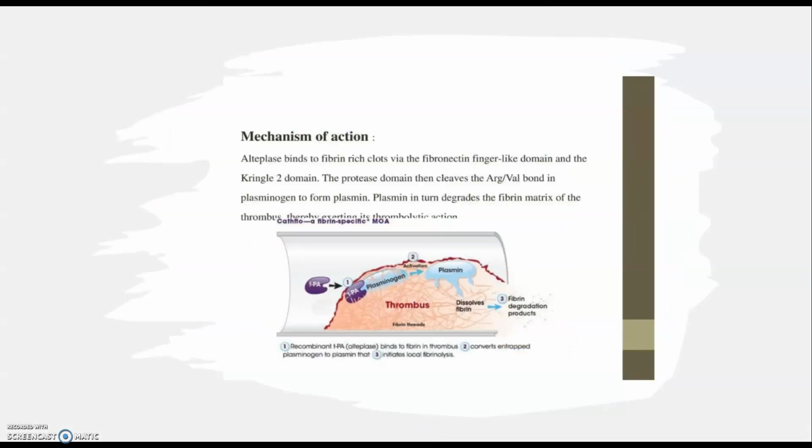The mechanism of action: the alteplase binds to fibrin-rich clots via the fibronectin finger-like domain and the Kringle 2 domain. The protease domain then cleaves the ARG/VAL bond in plasminogen to form plasmin. Plasmin in turn degrades the fibrin matrix of the thrombus, thereby exerting its thrombolytic action.